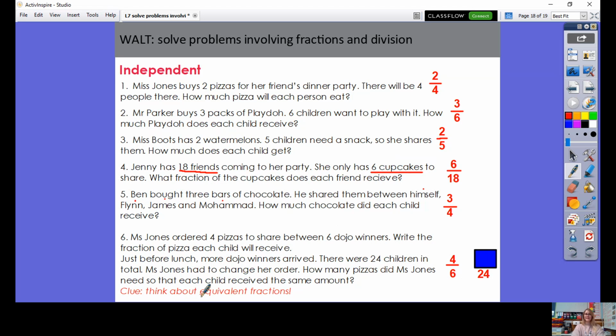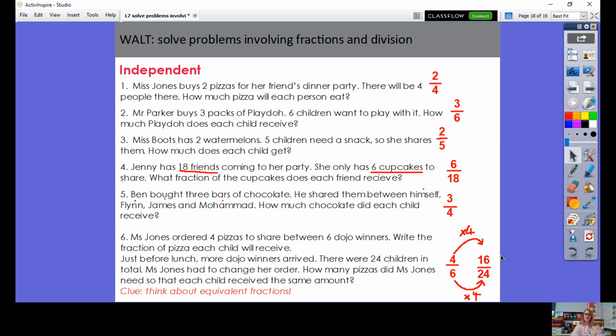I gave you a little clue at the end saying think about your equivalent fraction. So hopefully you can see the relationship between these two numbers. There were 6 children, there are now 24. So there are 6, 12, 18, 24, 4 times the amount of children that there were at the beginning. So if there are 4 times the amount of children, there also needs to be 4 times the amount of pizza, or they're not going to get the same amount, and I don't think they're going to enjoy sharing that. So I need to do 4 times 4 to find the equivalent fraction, which should be 16 over 24.